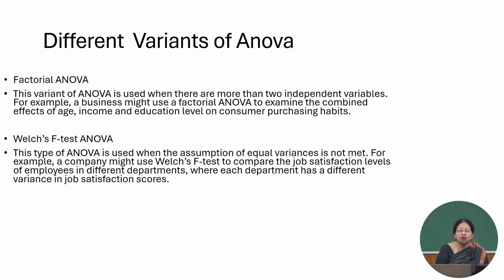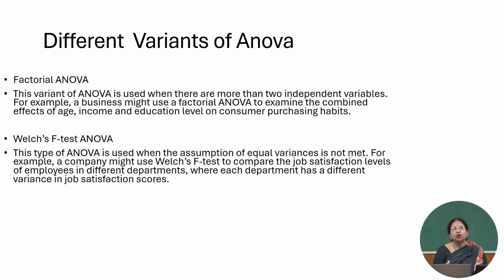There's something called Welch's F test ANOVA. This type of ANOVA is used when the assumption of equal variances is not met. For example, a company might use Welch's F test to compare the job satisfaction levels of employees in different departments, where each department has a different variance in job satisfaction scores.